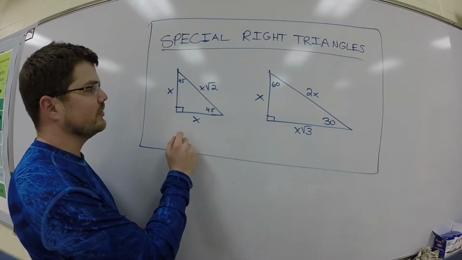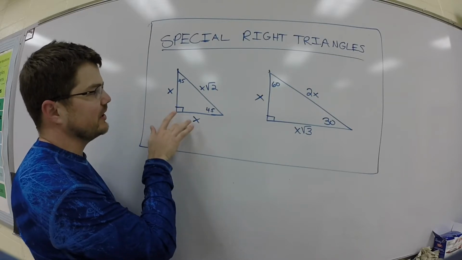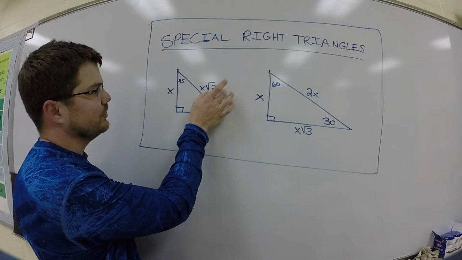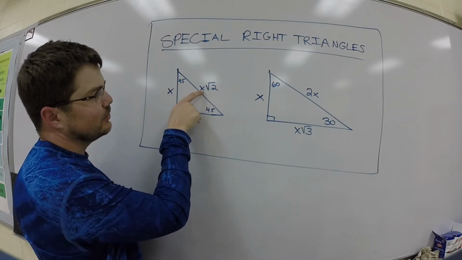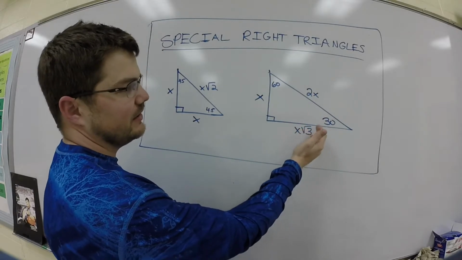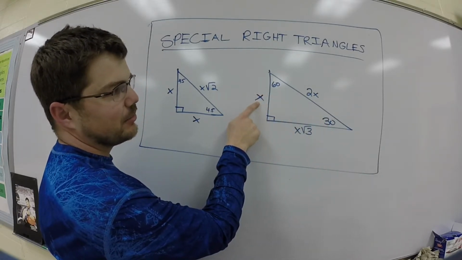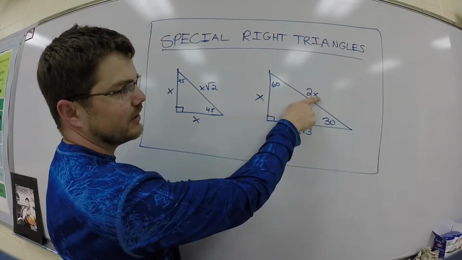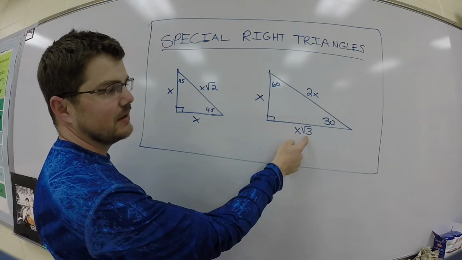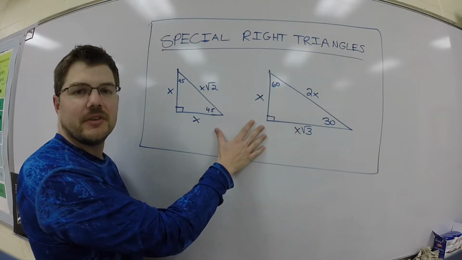On the 45, 45, 90, the legs are the same length, and we'll just call them x. And the hypotenuse is x times root 2. So whatever these legs are, it'll be that number times root 2. And on the 30, 60, 90, the side across from your 30-degree angle, that's x. Your hypotenuse is double that, 2 times x, and then the side across from the 60 is x times root 3. So let's go through these questions, and we'll use these formulas to do our questions.